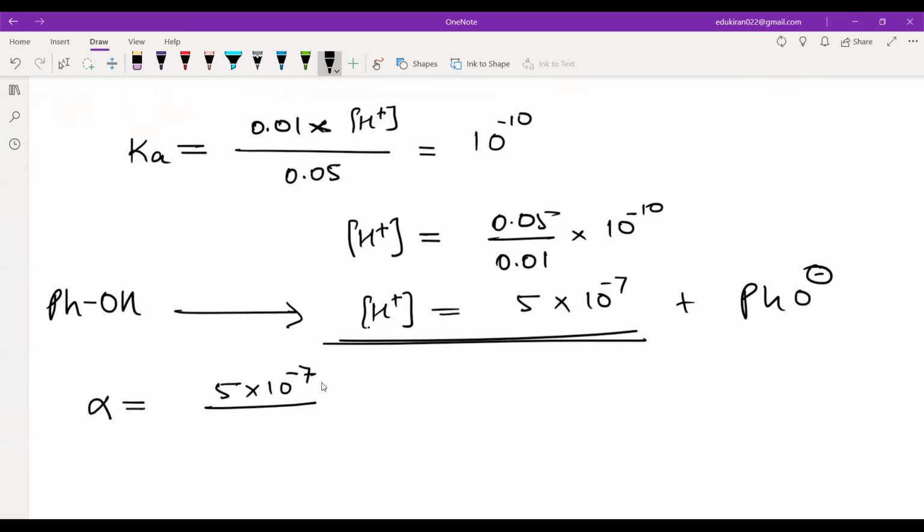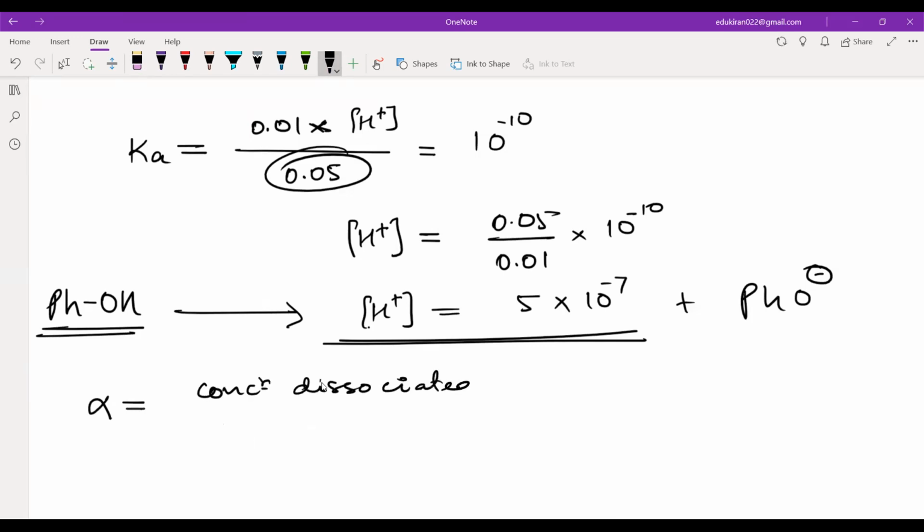This much is dissociated. How much is undissociated that we have originally put inside this? It was 5 into 10 to the power minus 2, that is 0.05. Yes or no? This one is dissociated. Did you not get it? Concentration dissociated. Alpha is that much only, the fraction that is getting dissociated: concentration dissociated by original concentration.